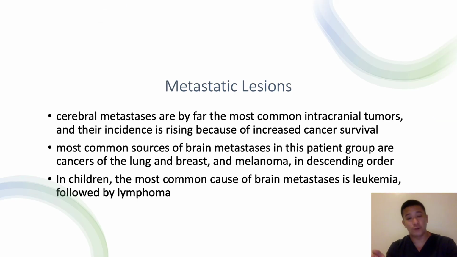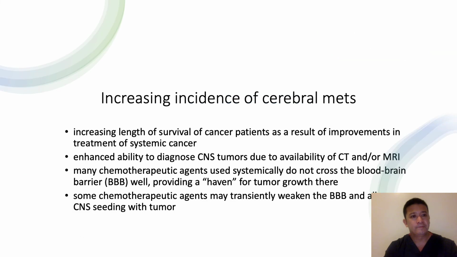So we spoke about mets, that it's the most common intracranial tumor, and their incidence is rising because of increased cancer survival. The most common sources of brain metastasis in this patient group are cancers of the lungs and breast, and melanoma, all in descending order. In children, the most common cause of brain mets is leukemia, followed by lymphoma. Keep note of that. So there is an increasing incidence of cerebral mets. This is due to the increased length of survival of cancer patients as a result of improvements in treatment of systemic cancer.